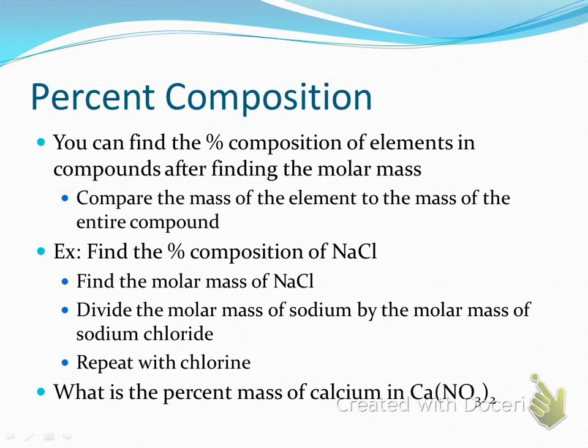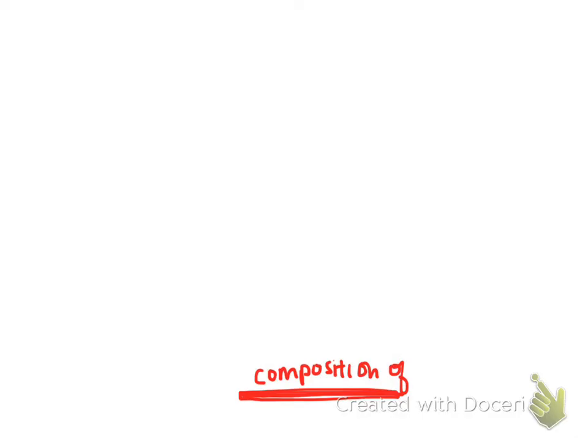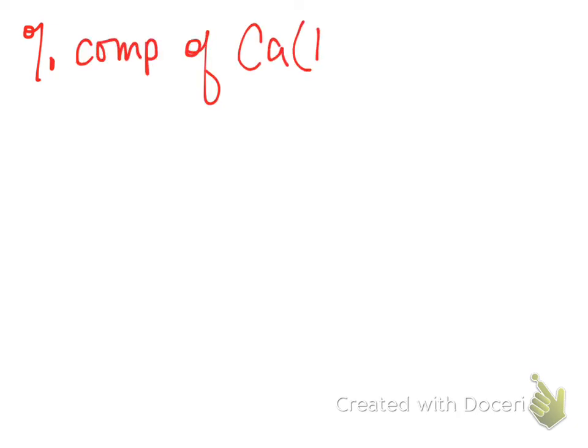I want you to find the percent composition. So not just the percent of calcium. I want you to find the percent composition of this calcium nitrate, Ca(NO3)2. I'm going to write it a little bit bigger for you here. Let me clear the whole screen. So, percent composition of Ca(NO3)2.